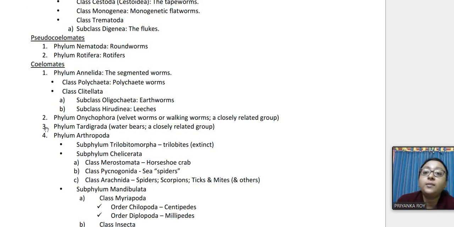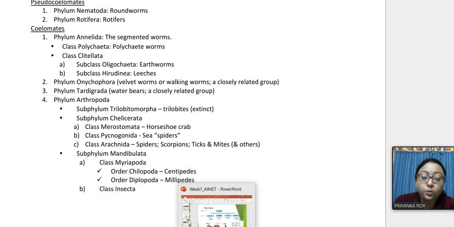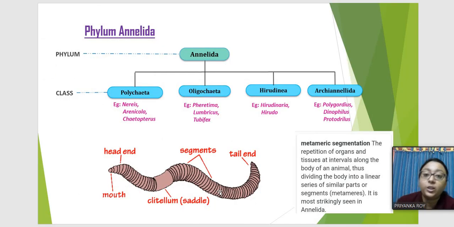Next, coming to the coelomates. The coelomates start from annelids. Annelids are basically segmented worms. So far we have seen flatworms without any segmentation, then roundworms without any segmentation, and next come annelids, which are known as segmented worms. In segmented worms, the earthworm is a very common example, and if you see earthworms, there are certain segments which are separated by walls or septa.